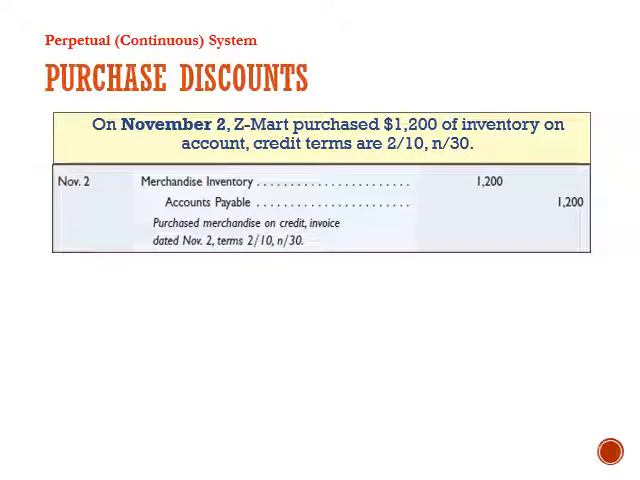Now let's see how a purchase discount works. Say for example, on November 2nd, Zagmart purchased $1,200 worth of goods on account with credit terms 2/10, n/30. In this entry, we debit the inventory account and credit accounts payable for $1,200.